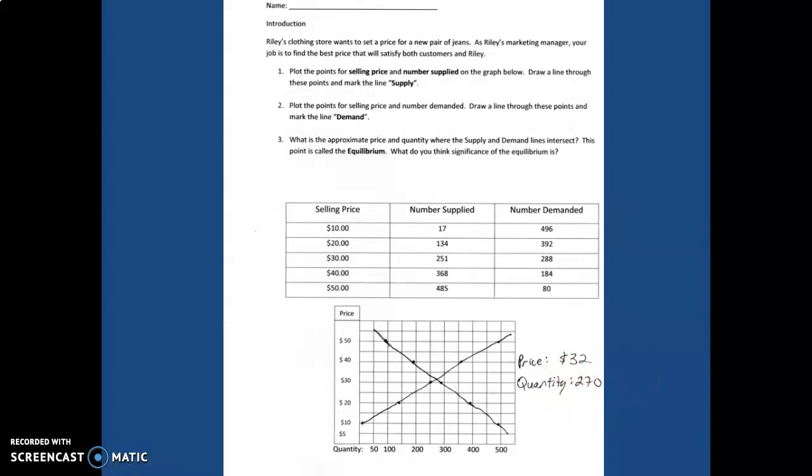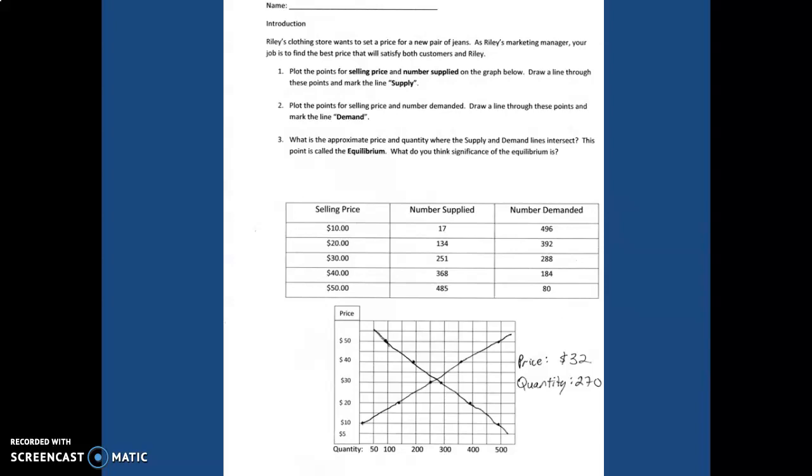Now, what is the significance of that point? Well, that is the equilibrium price. If Riley can price his jeans at $32, he will supply 270 pairs of jeans, and also at that price there will be a demand for 270 pairs of jeans. So at that price, Riley will sell every pair of jeans that he has. He will not have any kind of oversupply of jeans, nor will he have a demand for jeans that he cannot meet based on the price. Here he will sell every pair of jeans that he supplies.